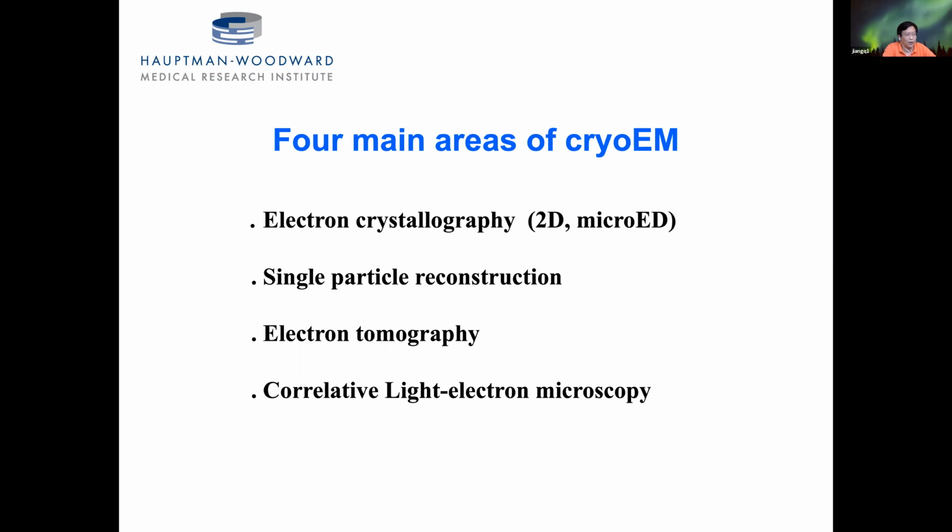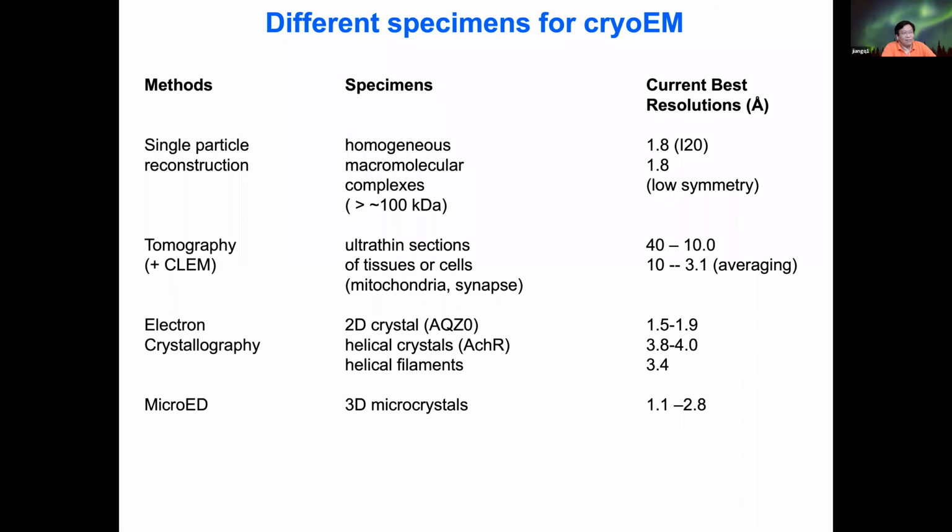So this is the general idea. With the recent development, especially in instruments, algorithms, detectors, and sample preparation methods, it's now possible to reach pretty good resolutions for most of the specimens: single particle, electron crystallography, and micro-ED, micro-electron diffraction, which is from nanometer sized 3-dimensional crystals. For all these three types of specimens, it's now possible to deliver near atomic resolution structures.